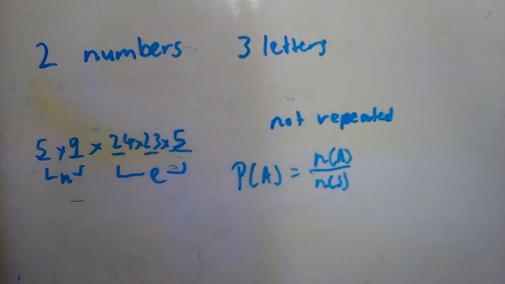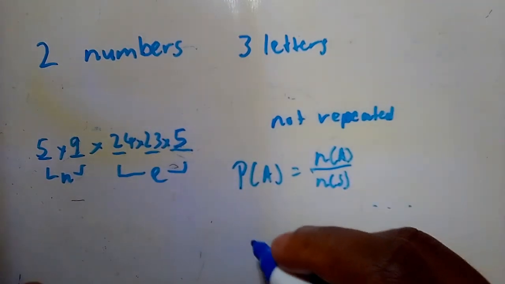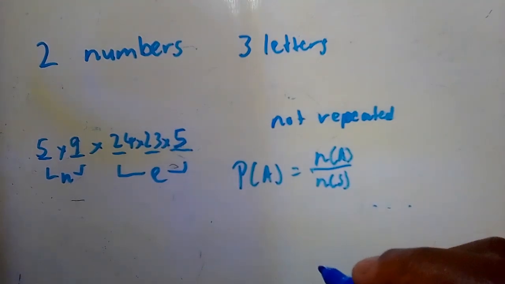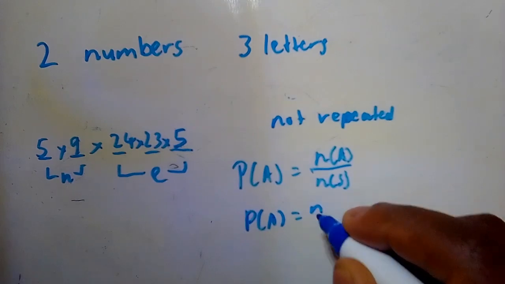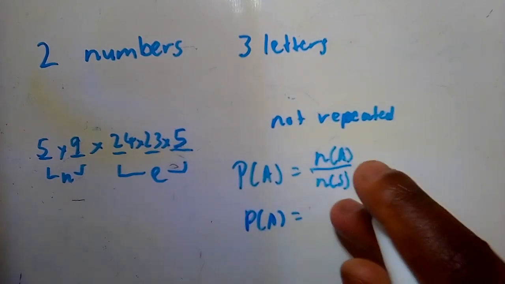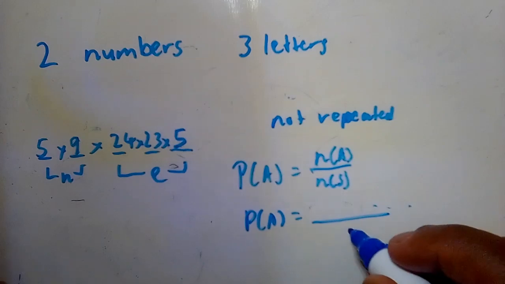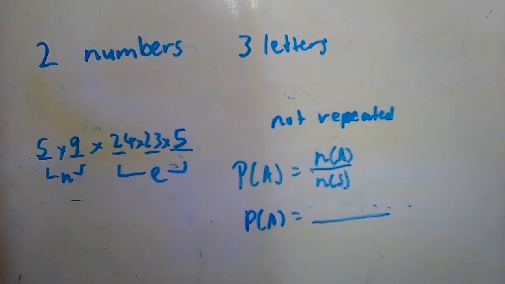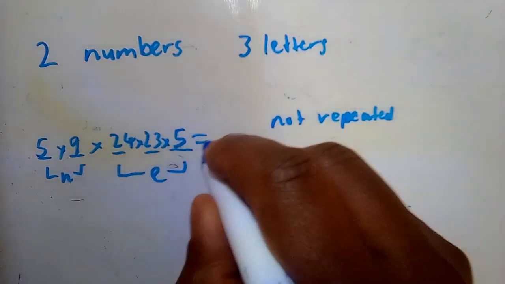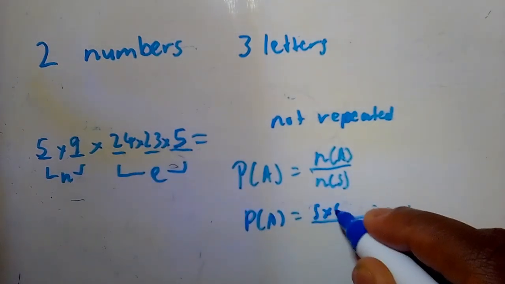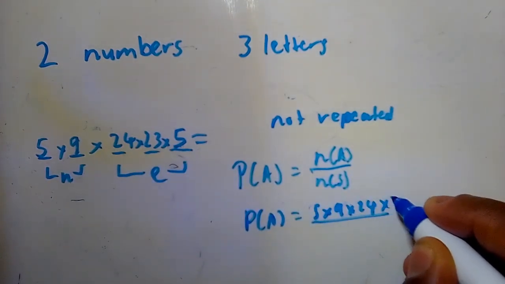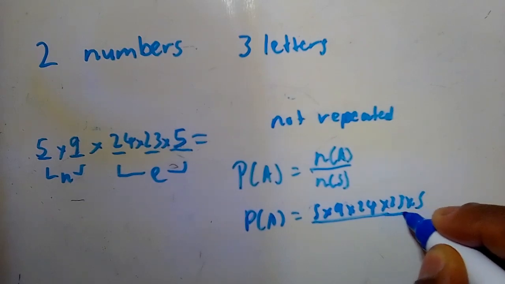So now they said, what is the probability that it starts with an even number and ends with a vowel? So the probability that it starts with even and ends with a vowel is the same as the number of ways that it starts with even and ends with a vowel, right? So this that we calculated before is the number of ways. No wonder they ask you how many ways can they be arranged, right? So we just take the answer of this. If we type this in a calculator, we'll get the answer. But because I'm not using a calculator, let me just type all this. So this is going to be 5 times 9 times 24 times 23 times 5, right?